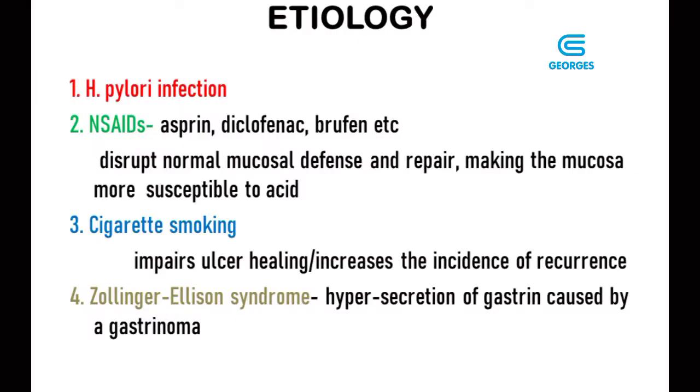The causes of PUD. H. pylori infection is a major cause of peptic ulcer disease. NSAIDs such as aspirin, diclofenac, and brufen disrupt the normal mucosal defense and repair, making the mucosa susceptible to acid. Cigarette smoking impairs ulcer healing and increases the incidence of recurrence. Zollinger-Ellison syndrome is a hypersecretion of gastrin.